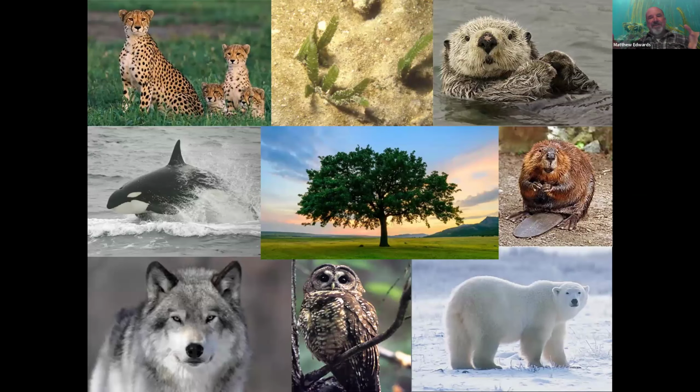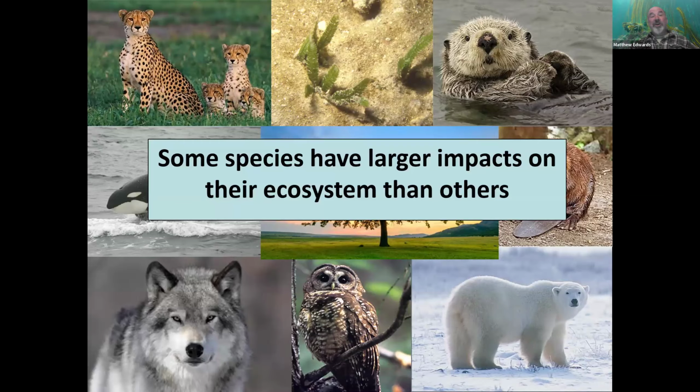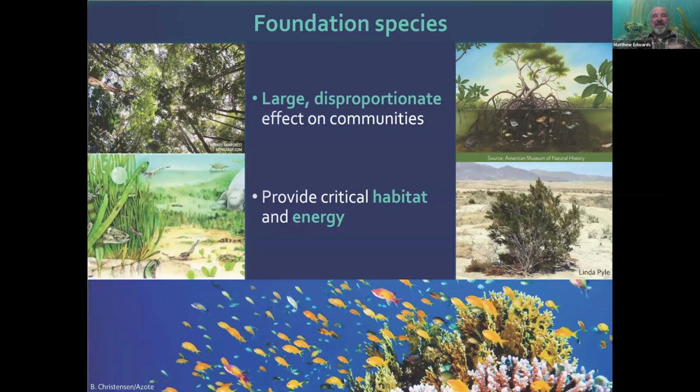I'm going to start by saying what I believe is one simple truth: some species have larger impacts on their ecosystems than others. In this case, sometimes we're talking about the sea otters, and I'm also going to talk about the kelp. Many species are foundation species. They have large, disproportionate effects on their communities. They provide critical habitat and energy. They provide structure. And we can see this across a broad range of different ecosystems.